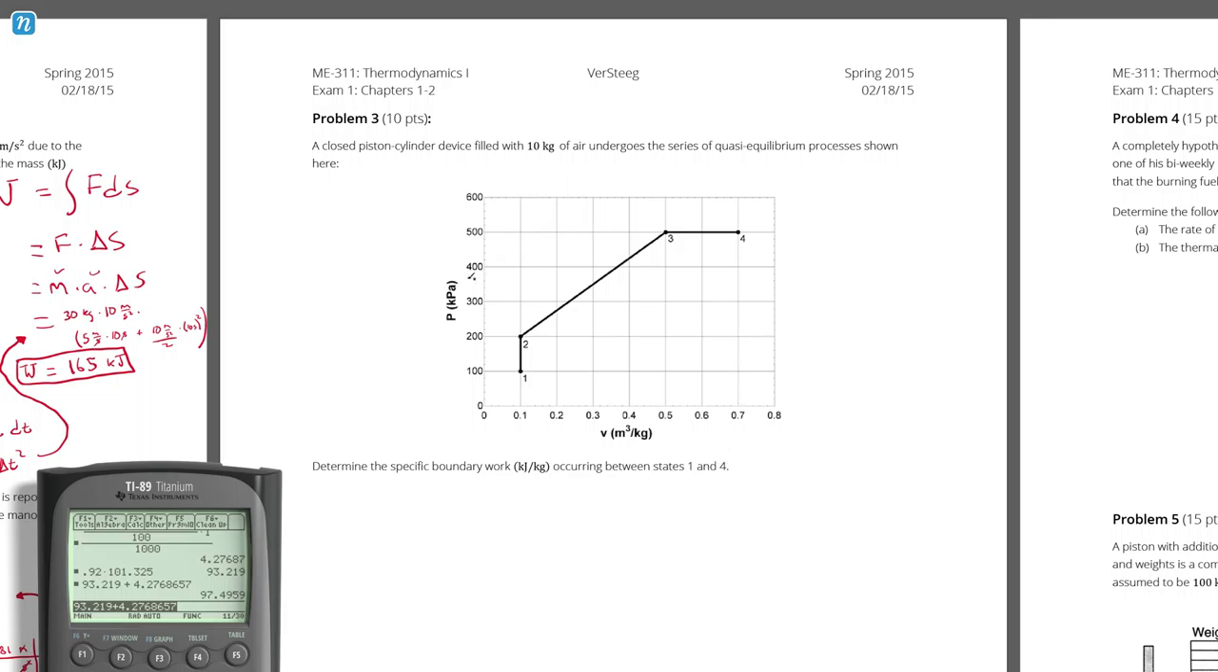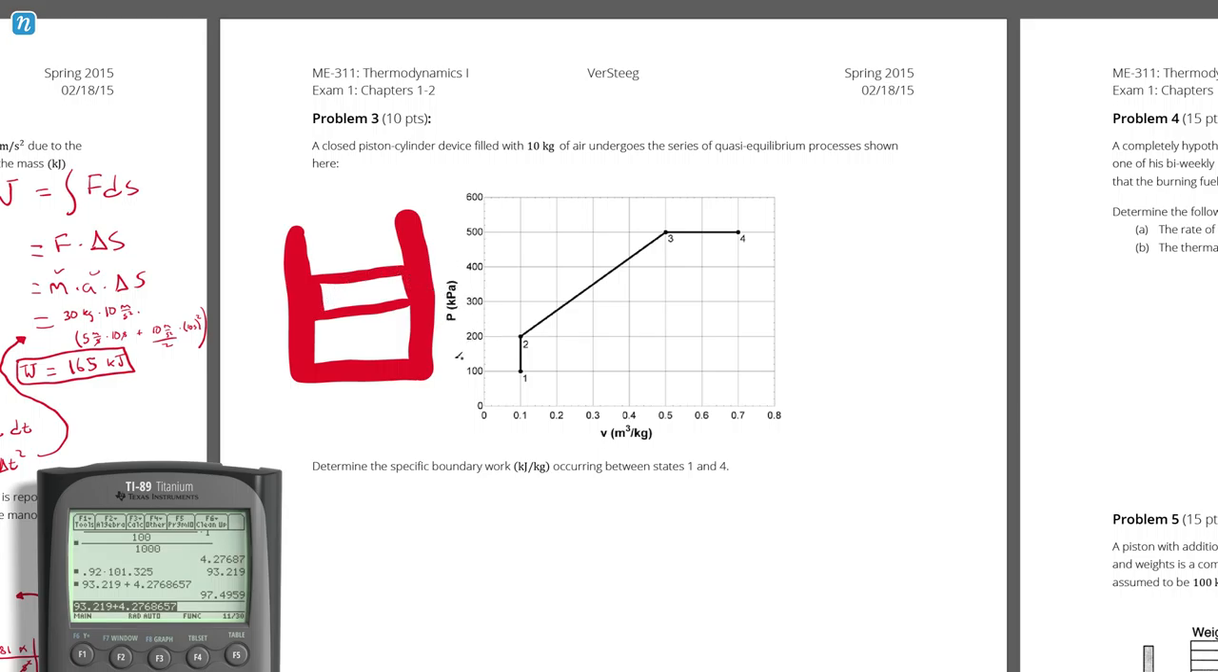So, let's think about what's actually happening here. We have a gigantic, apparently, piston cylinder device. I set it, so it's now canon. I guess it would have to be pretty large in order to fit 10 kilograms of air, so that makes sense.